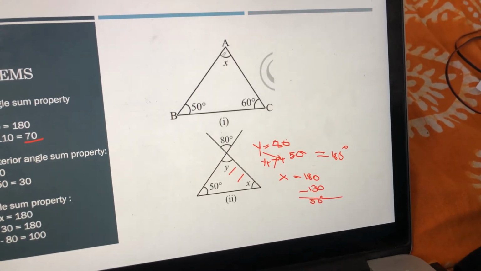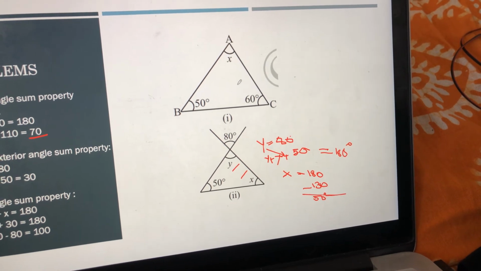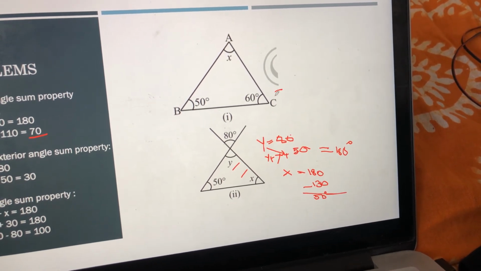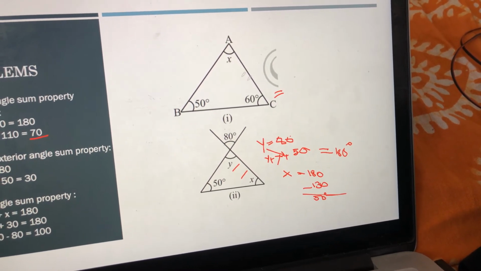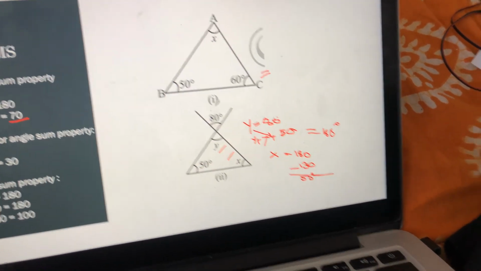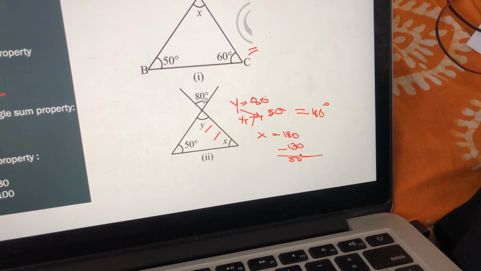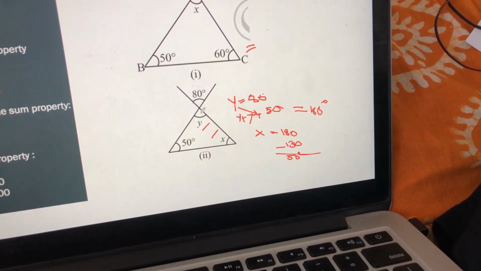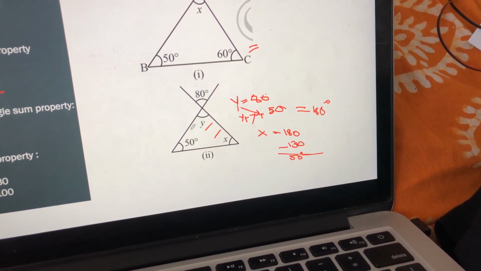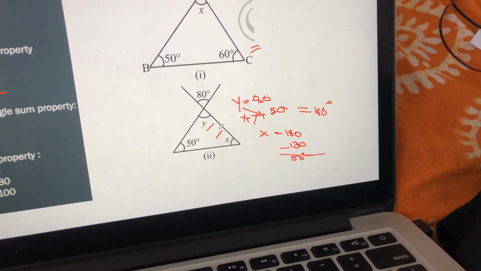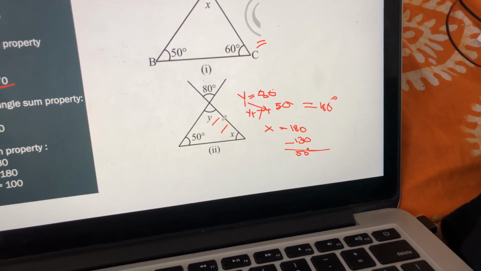So here we solve x by adding all these three and equating to 180 degrees. So we'll get x as 180 minus these two angles. And here we have to use the concept of vertically opposite angles and then find y, and from the angle sum property of these we will be able to find x.